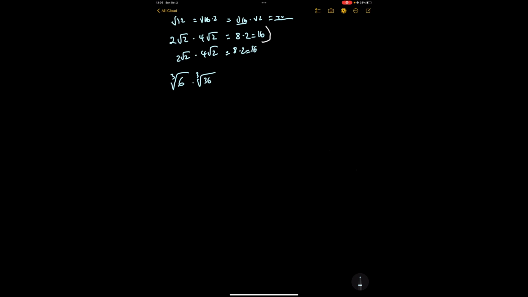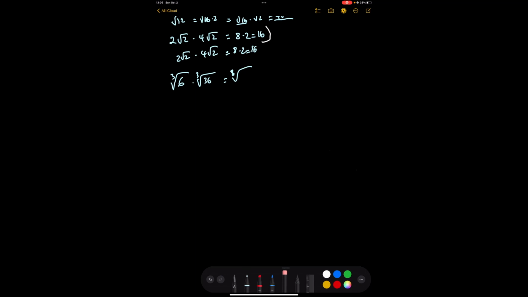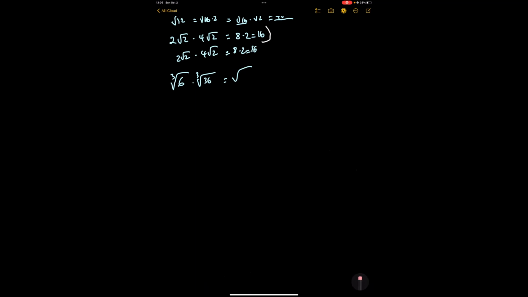Is there any number you can multiply by itself 3 times to get 36? The answer is no. But in this case, the easiest thing we would do is to just multiply them together. We would do a cube root. Oh man, I can't write my 3 properly. You probably would want to do something like this, right? Cube root of 6 times 36.